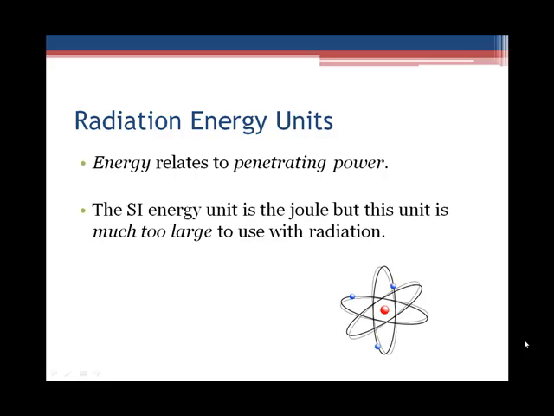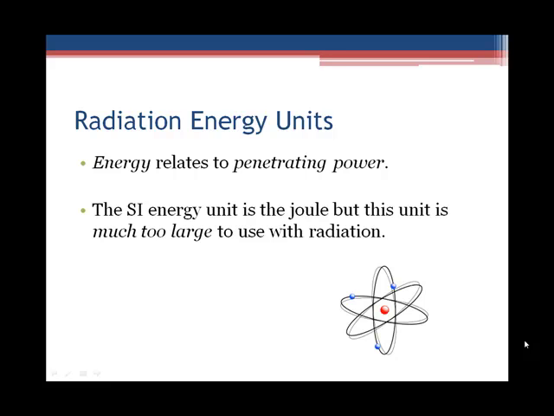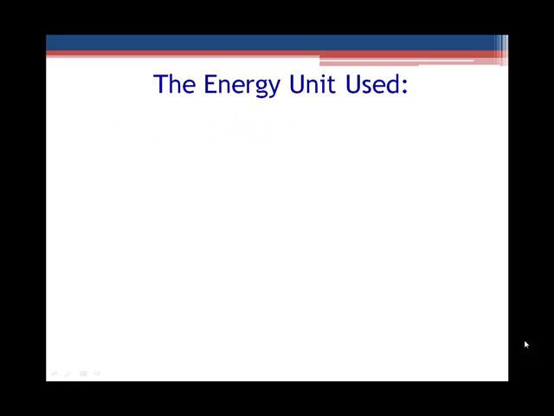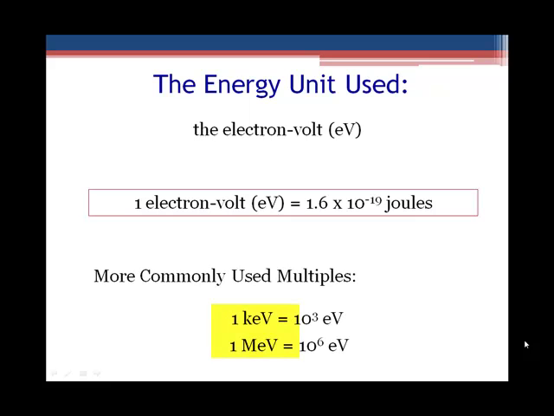Energy relates to penetrating power. The SI energy unit is the joule, but this unit is much too large to use with radiation. This is how joules and electron volts relate to each other. You can see that the electron volt is much smaller. keV and MeV are more commonly used to describe photon energy.